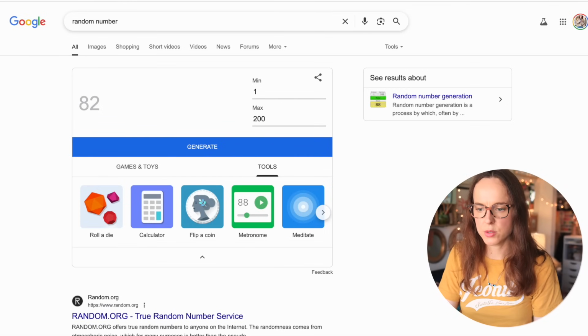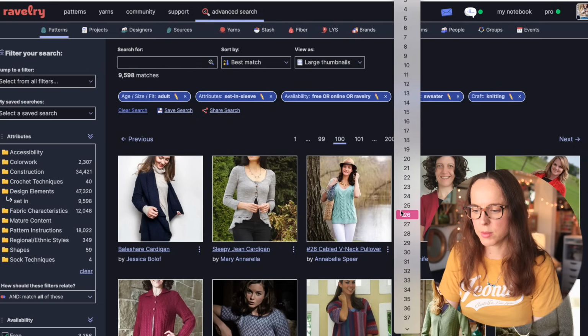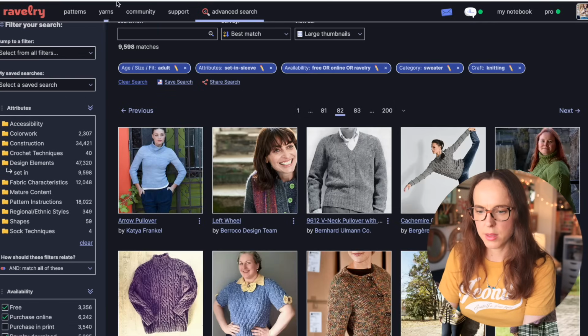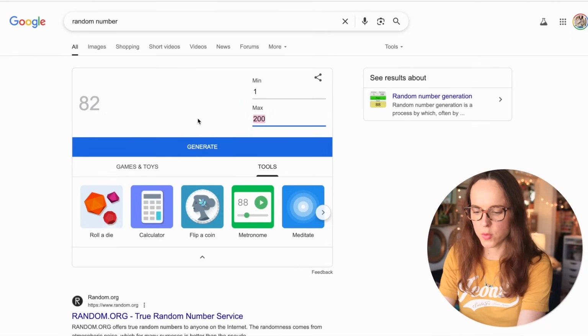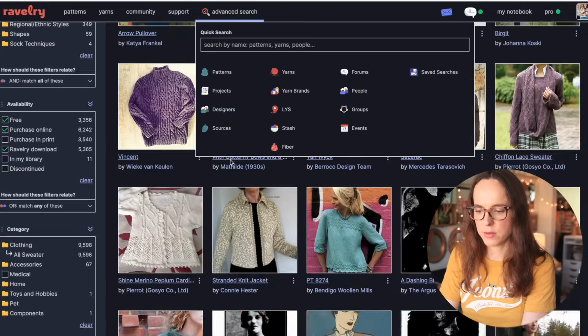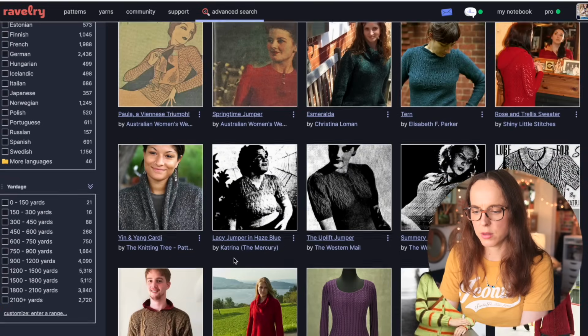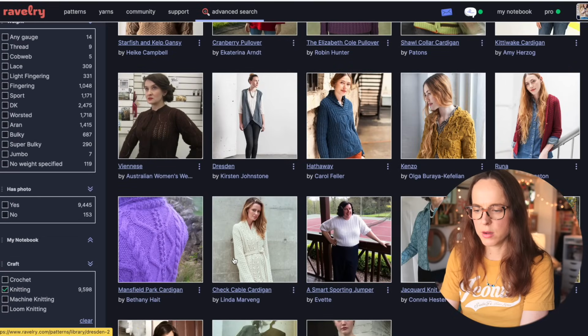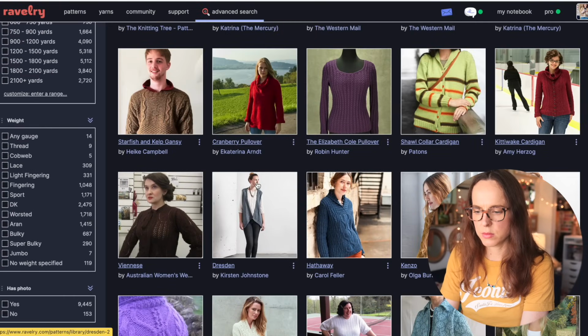Generate 82. We're going to make this the last one of this style of sweater to keep things moving along here. And then 1 through 48. 38, 5, 10, 15, 20, 25, 30, 35, 40, 38.